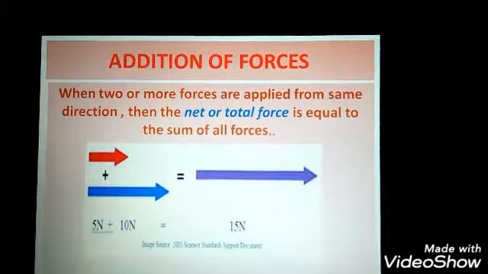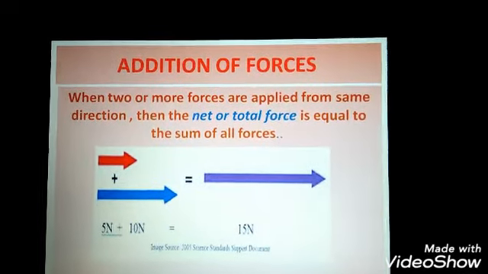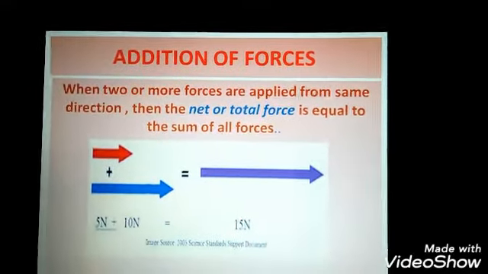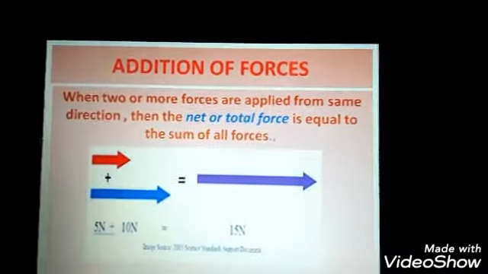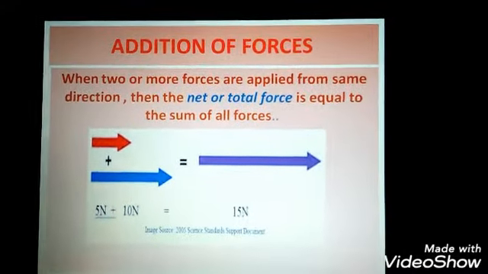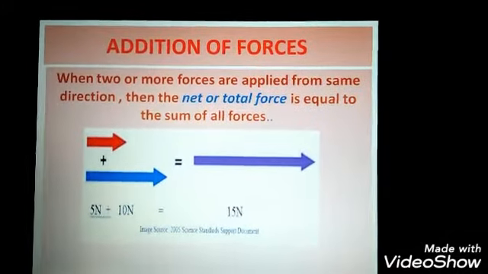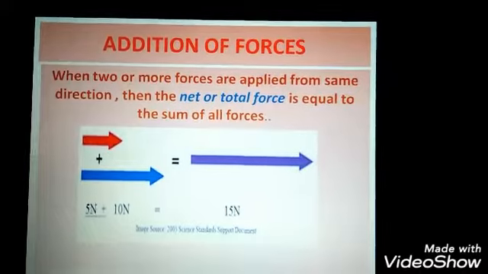So if more than one force is acting from the same direction, the net force will be what? The sum of all the forces. It can be 3 also, it can be 4 also. But whatever the forces acting on the object, they will all be added up if they are acting from the same direction. But now if they act from the opposite direction, what will happen?